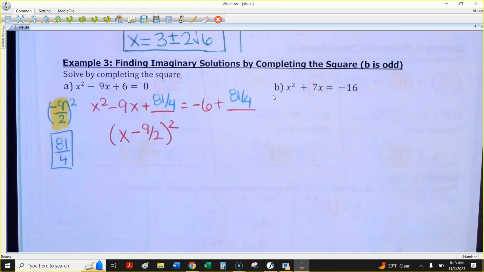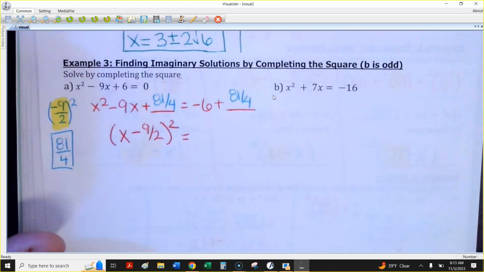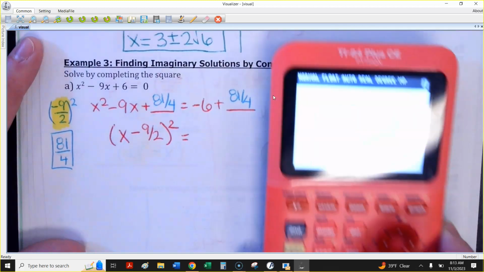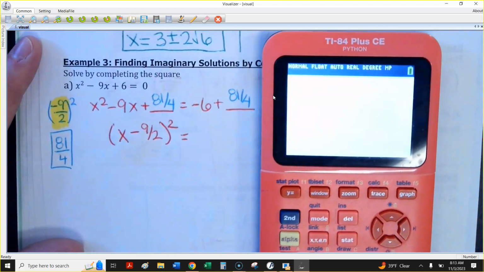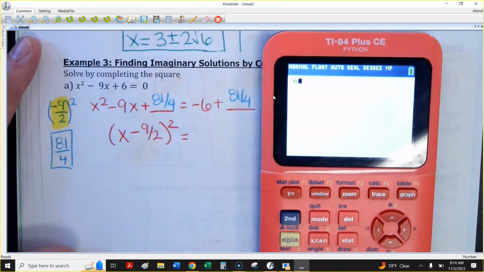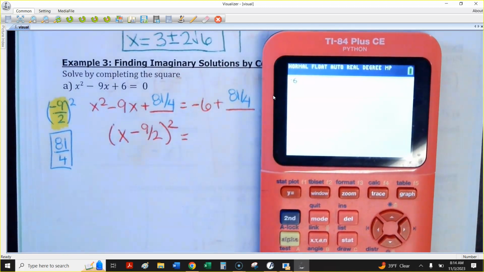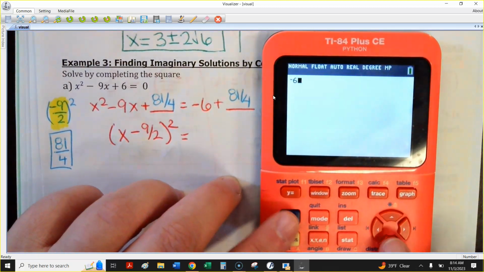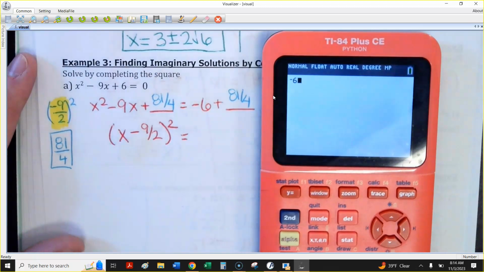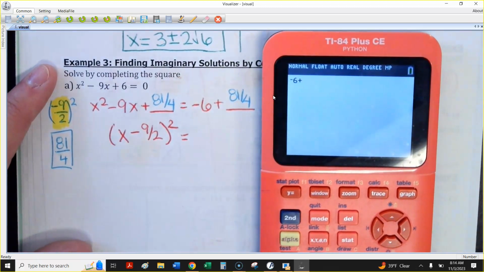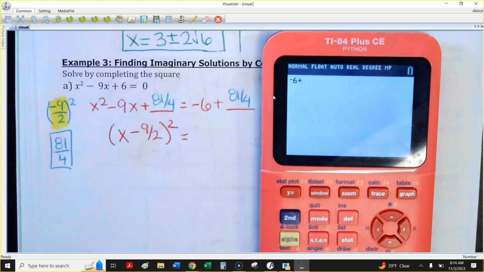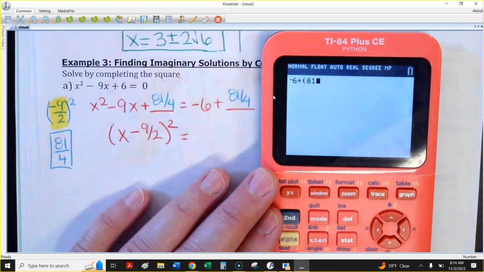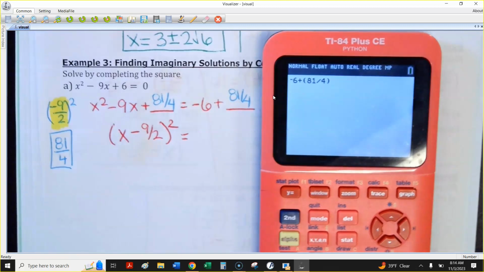Okay, now, scientific or graphing, I'm just going to use my calculator to do this real quick. So if you guys don't already know how to do this, I'll show you real quick. I'm going to take negative 6, and I want this as a fraction. So hang on a second, let me see if I can make it so you guys can see my screen a little bit better. Okay, so I'm going to take negative 6. Now I'm going to put the addition sign. And I'm just going to put this fraction in parentheses. I'm going to just do 81 divided by 4. So I just hit 81, hit the division key, divide by 4, I just put that in parentheses. Okay, I'm going to hit enter, and that's going to give me a decimal.